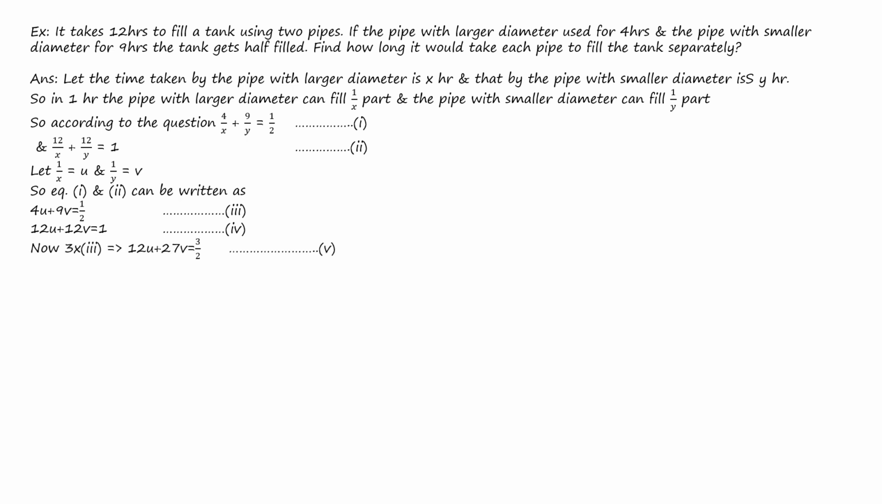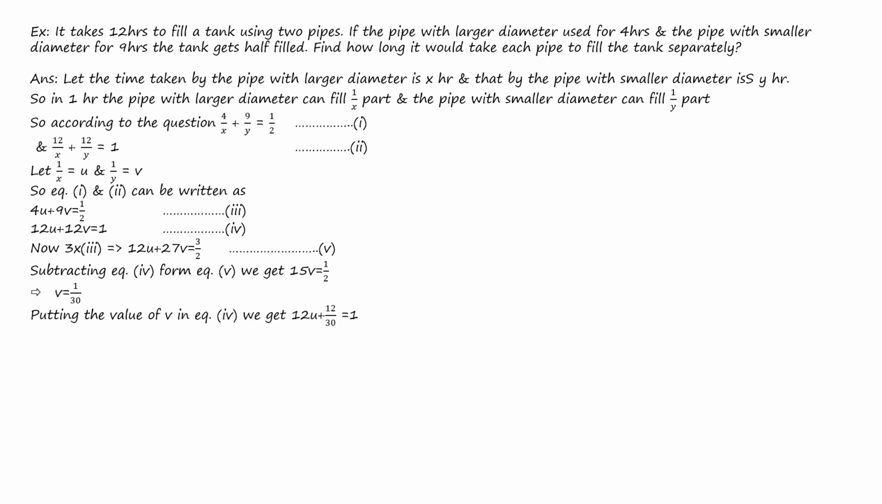Now 3 into equation 3 is 12u plus 27v equals 3 by 2. Let this be equation 5. Subtracting equation 4 from equation 5, we get 15v equals 1 by 2, or v equals 1 by 30. Putting the value of v in equation 4, we get 12u plus 12 by 30 equals 1, or 12u equals 1 minus 2 by 5, which is equal to 3 by 5, or u equals 1 by 20. So u equals 1 by 20 and v equals 1 by 30.